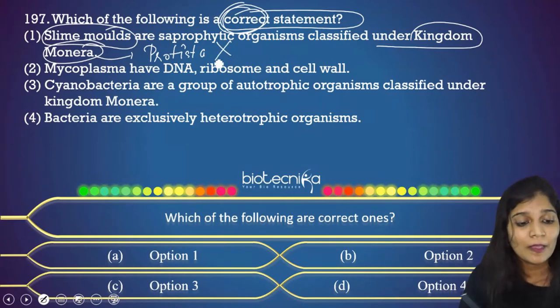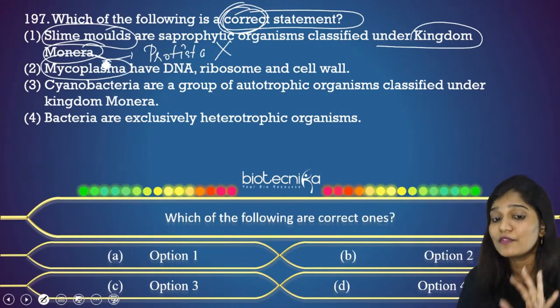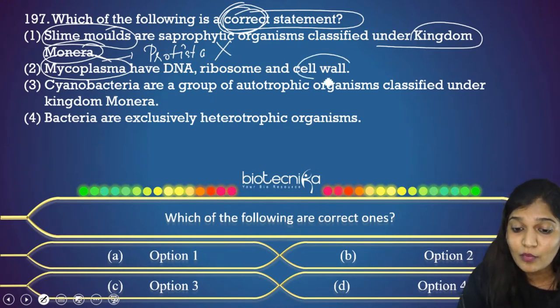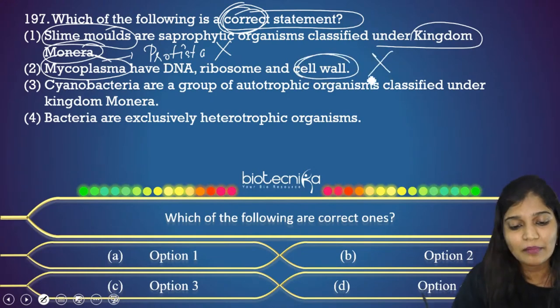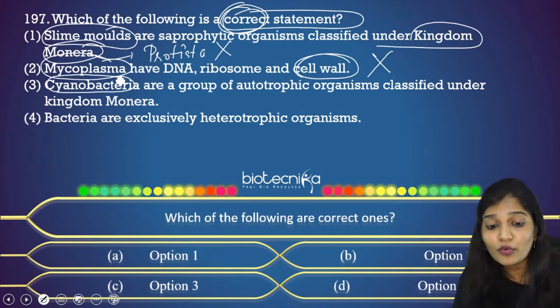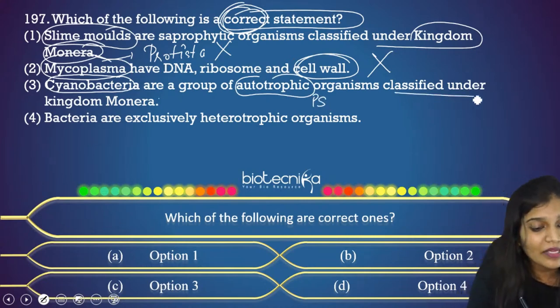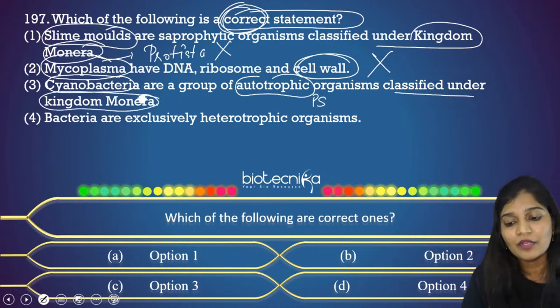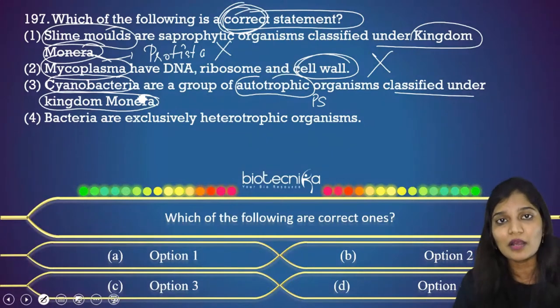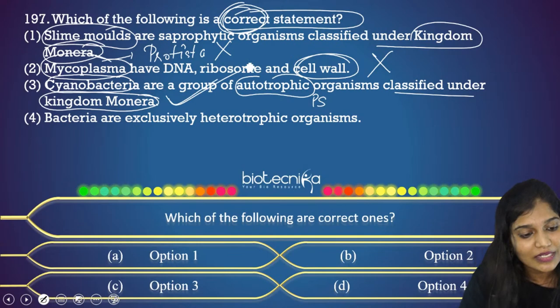Let me reject. Mycoplasma is the smallest cell, but they do not have a cell wall. But here it is given that the cell wall is present, so this is a wrong statement. Next one. Cyanobacteria is a group of autotrophs. Yes, they perform photosynthesis, and they can be brought under Monera bacteria. So under Monera, we will bring all the bacteria, eubacteria, cyanobacteria. Correct statement. So the correct answer is the third one.